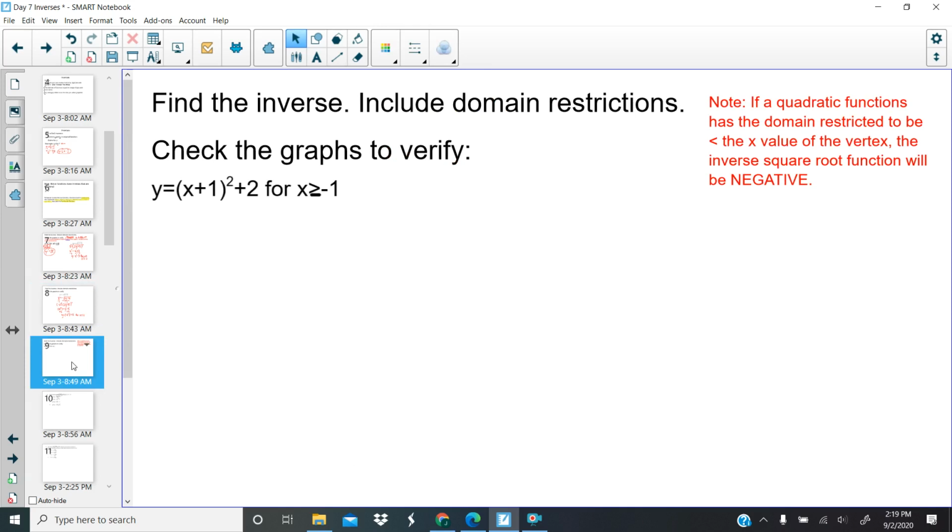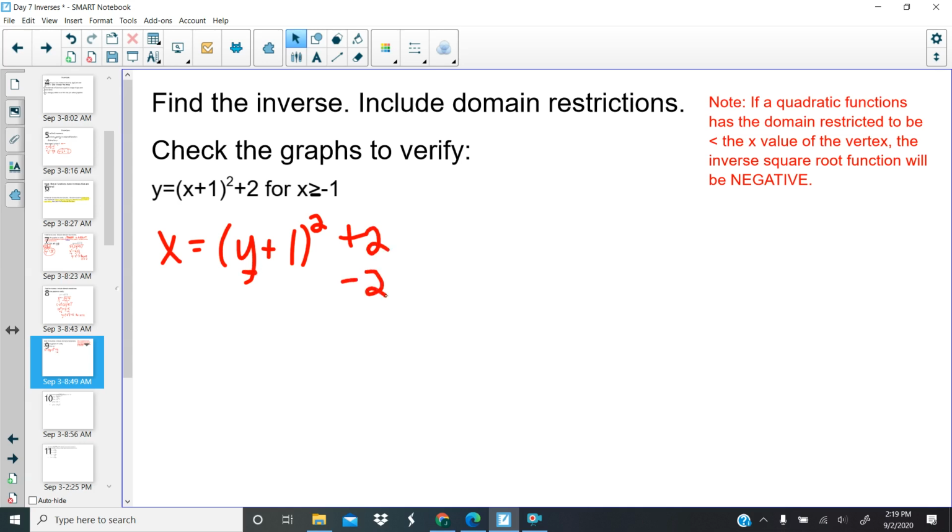And then, okay, so there is one more here. And in this one, it is giving us the domain already. So that means we just need to go ahead and find the inverse and then see if it works. So I'm going to switch x and y. So I would have x equals y plus 1 squared plus 2. And then I need to start solving for this y.